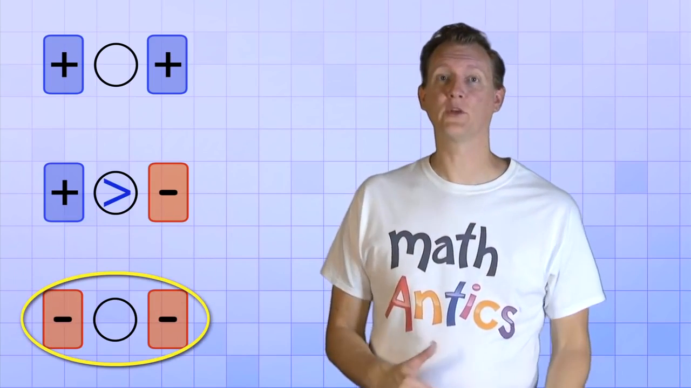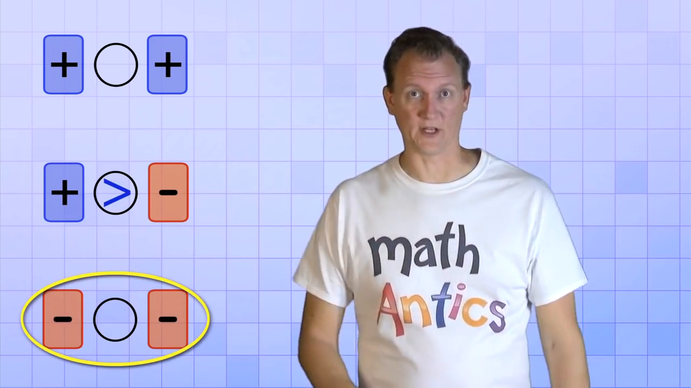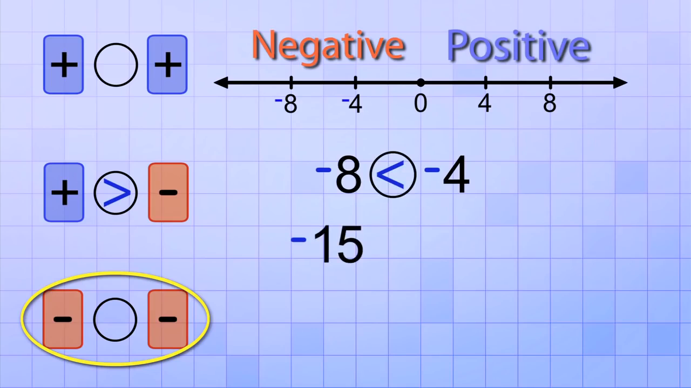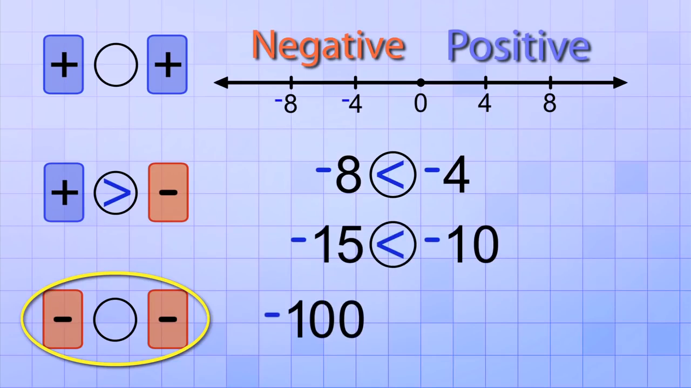Then you have to think about which one is further to the left on the number line. Again, a great way to do that is to identify the number that would normally be more positive on the positive side of the number line and realize that it's more negative on the negative side. Negative 8 is more negative than negative 4, so it's smaller. Negative 15 is more negative than negative 10, so it's smaller. And negative 100 is more negative than negative 25, so it's smaller.